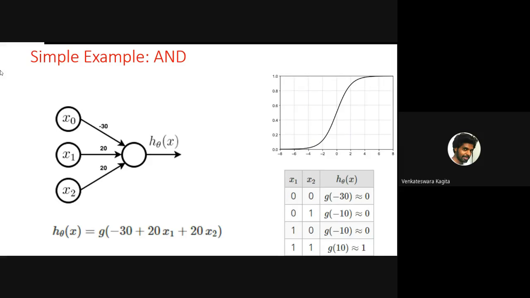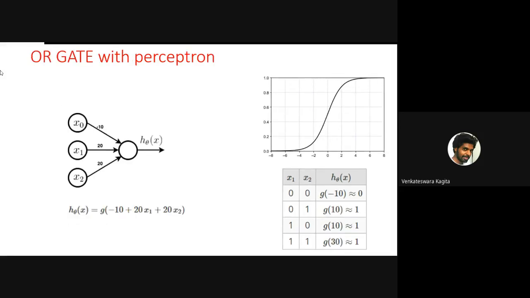Let's also learn the OR gate with another perceptron with different weights. The weights here are minus 10, 20, 20. With these weights, I get the equation h theta of x equal to the sigmoid of minus 10 plus 20 x1 plus 20 x2. If I compute by substituting x1 and x2, I get the outputs 0, 1, 1, 1. If both are 0, then only it is 0. Otherwise, it is 1. That is what the OR gate performs. So with one single perceptron, I can design the OR gate.